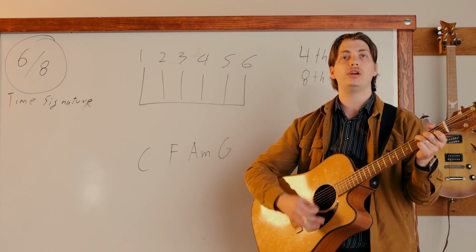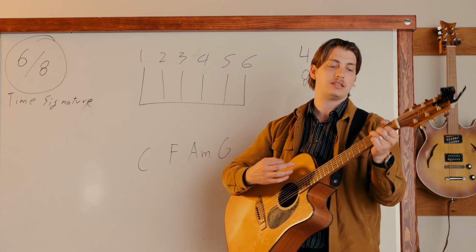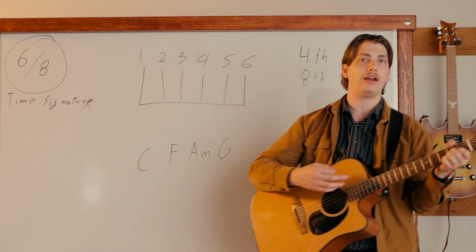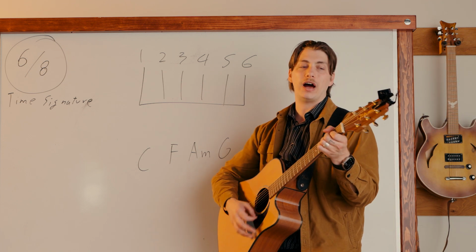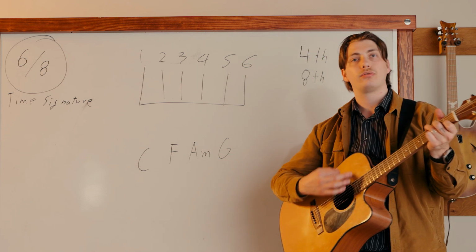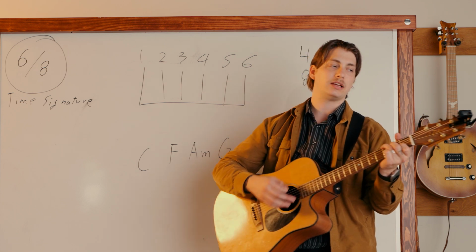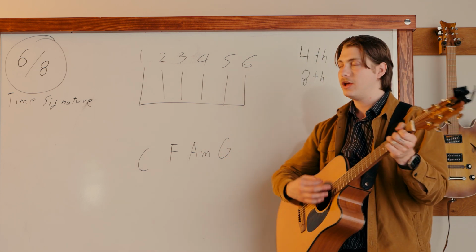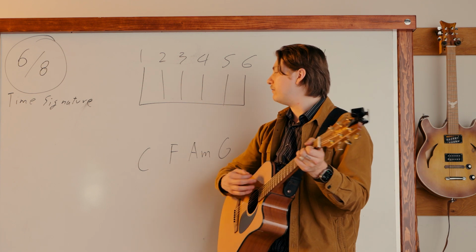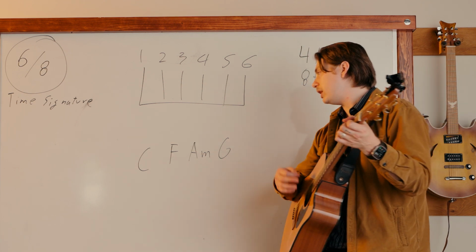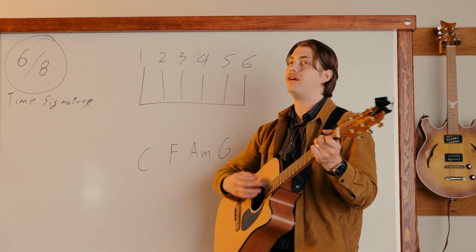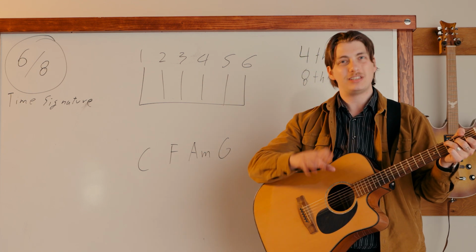1, 2, 3, 4, 5, 6. F. 2, 3, 4, 5, 6. A minor. 3, 4, 5, 6. G. 3, 4, 5, 6. C. 2, 3, 4, 5, 6. F. 3, 4, 5, 6. A minor. 3, 4, 5, 6. G. 2, 3, 4, 5, 6. C. Does that make sense?